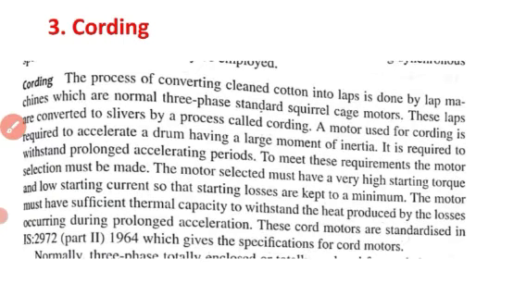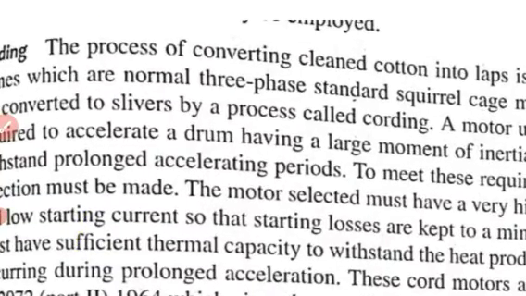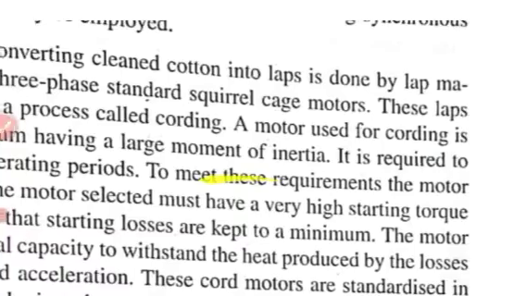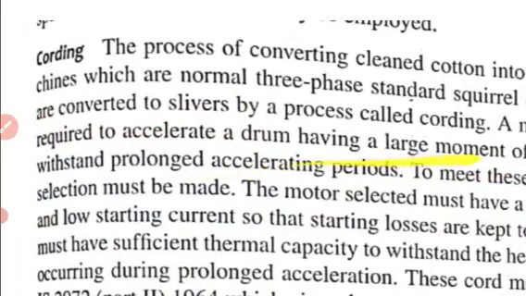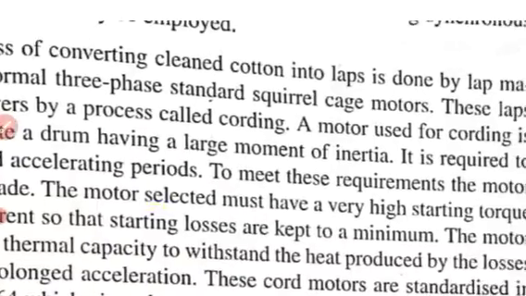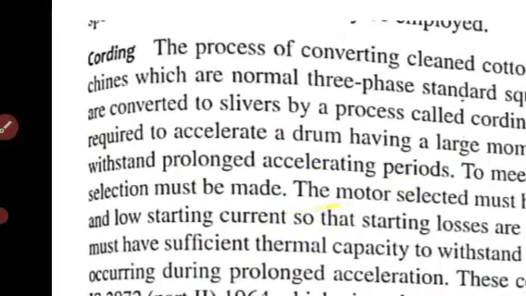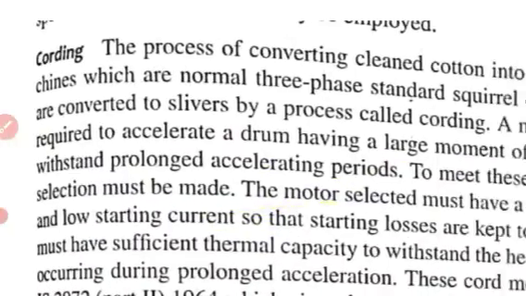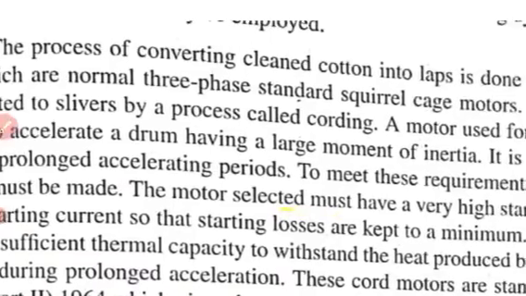Carding is the process of converting cleaned cotton into laps. This is done by a lap machine, which normally uses three phase standard squirrel cage motors. Laps are converted to slivers by a process called carding. A motor used for carding is required to accelerate a drum having a large moment of inertia.